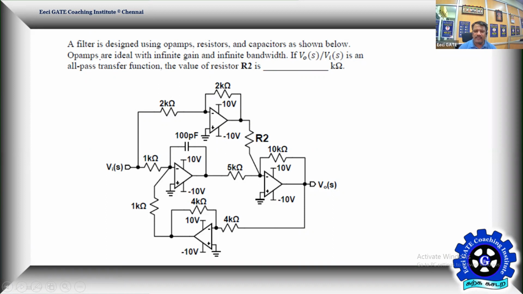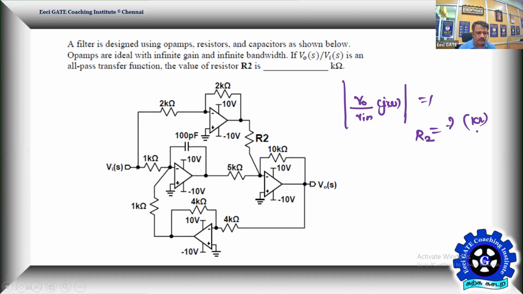So if V naught by Vi is an all pass transfer function, so that means V naught by V in, let me take of S. If you go for j omega, this is an all pass, so the gain must be equal to 1. That's what he mentioned. For an all pass transfer function, the value of resistor R2 is? So to make the modulus of your transfer function 1, what is the value of R2 in kilo ohms? That's the problem. So let us begin.